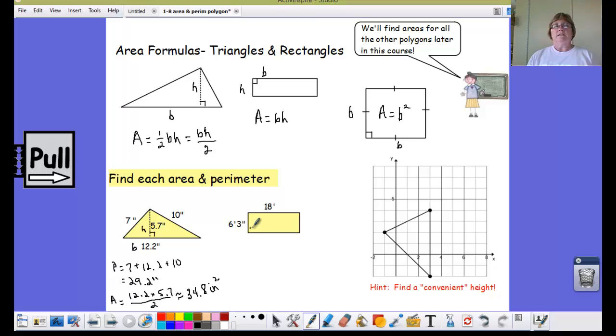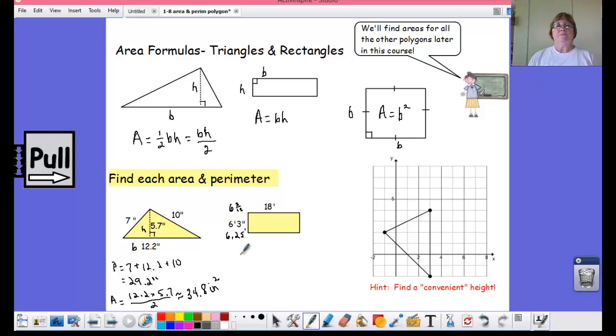For our rectangle, it does not matter which side we call a base and which we call a height. What does matter, though, is that we get either all in feet or all in inches. We have to have the same unit before we start multiplying things. Now, I'm going to just say that 6 feet 3 inches is the same thing as 6 3/12 feet. 3/12 is 1/4. So this side in feet only is 6.25 feet.